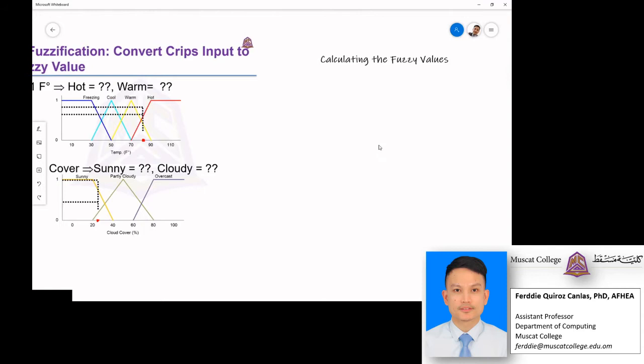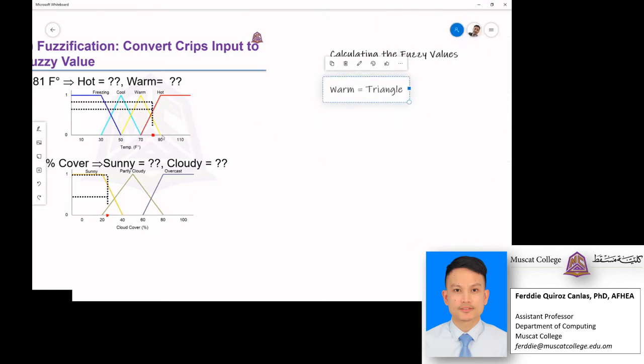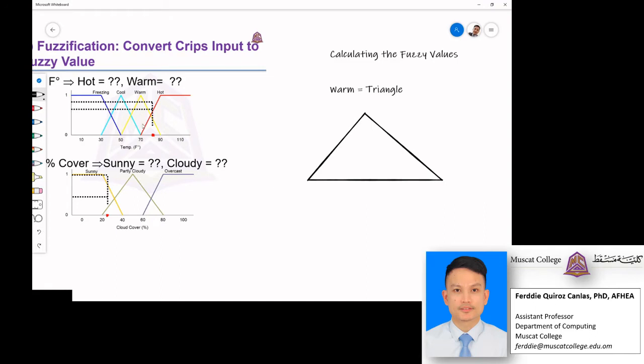Let's go back to our membership functions here. Warm, what kind of membership function is it using? It's a triangle, right? Correct? So let me draw it so that you will see it, for the sake of those who were not here last time. Warm is 50 and 90, right? So let me draw it. So here is 50 and here we have 90, right? Correct?